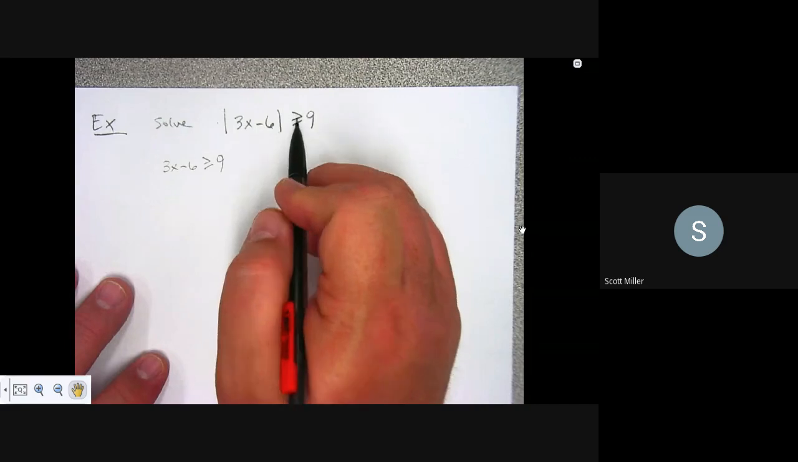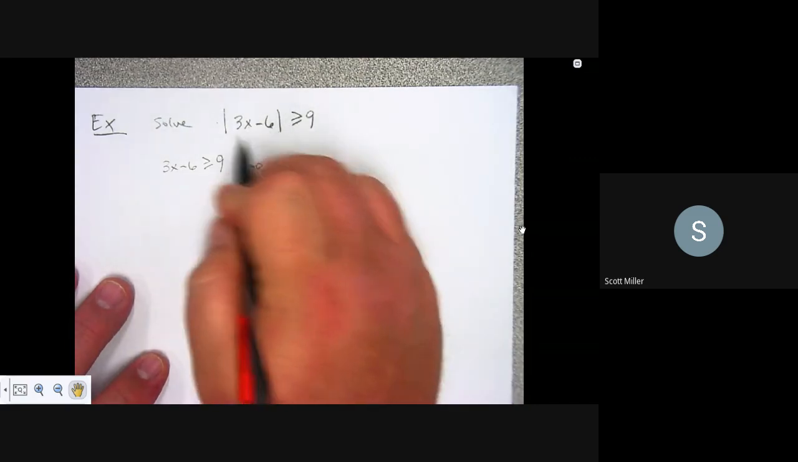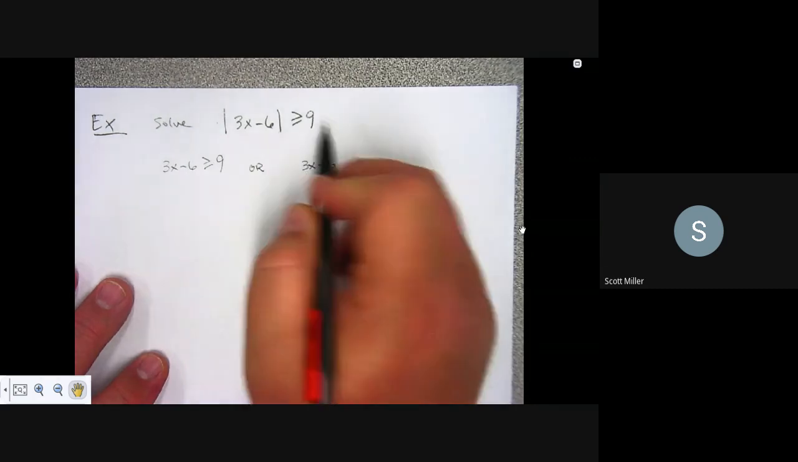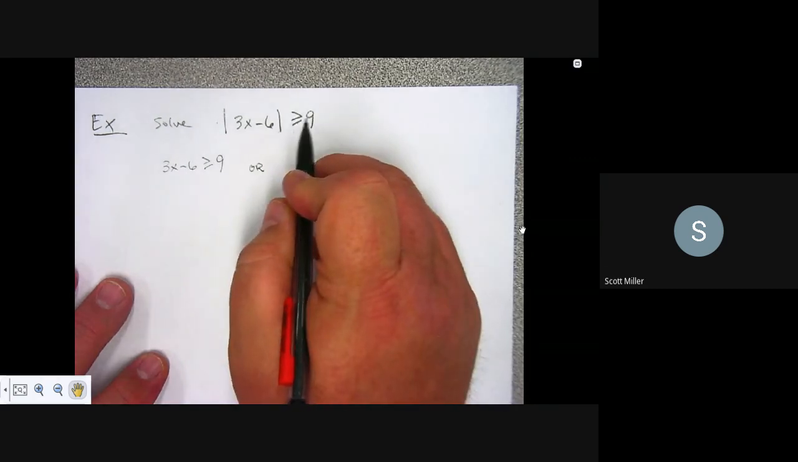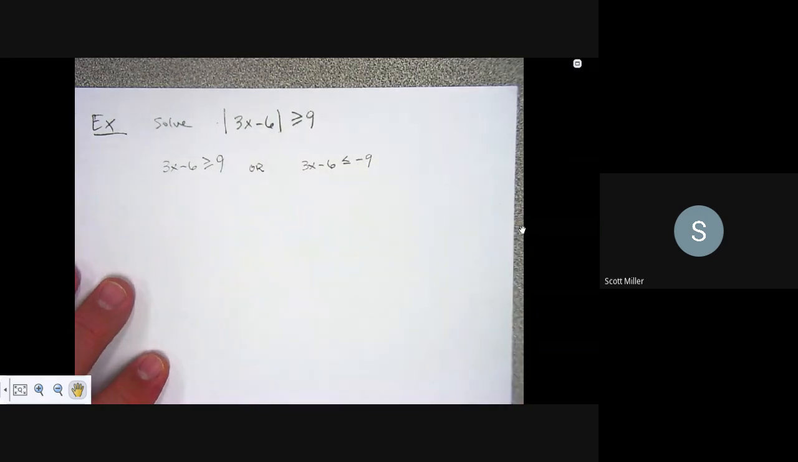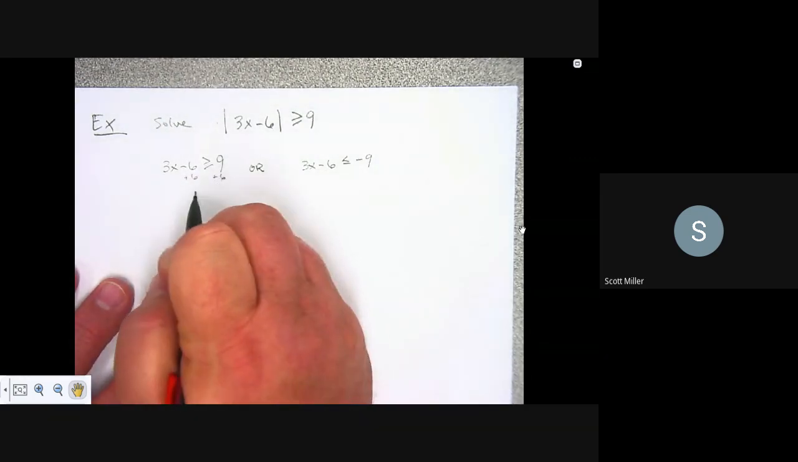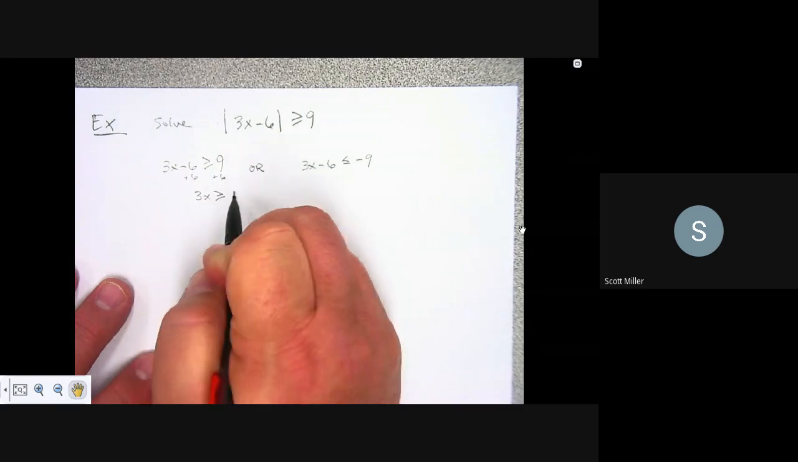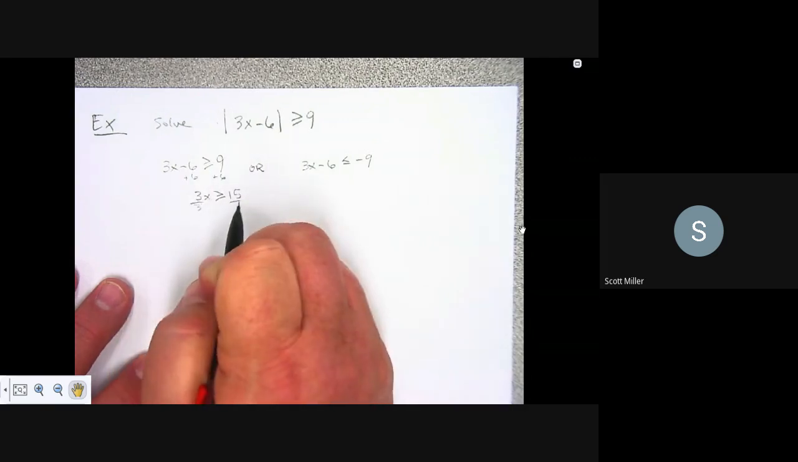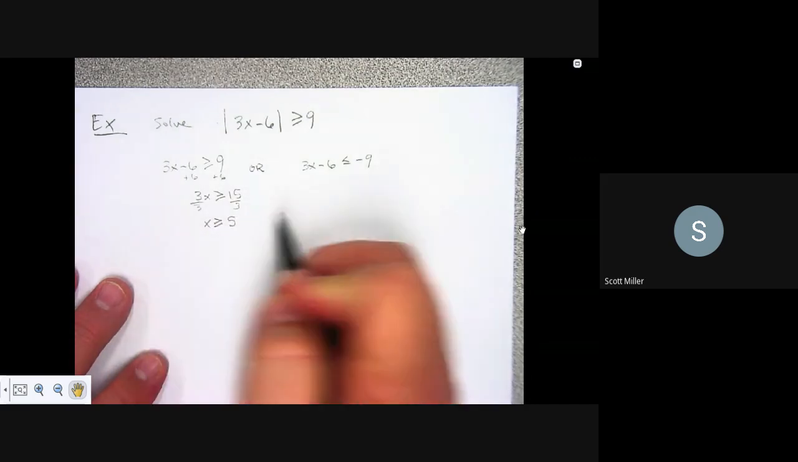Because of that symbol right there, we're going to put "or," and then we're going to put that expression again, 3x minus 6. This time we're going to change the direction of the symbol and make that a negative, less than or equal to -9. So that's how that works. We solve each of these for x. Keep in mind that if I ever multiply or divide by a negative, the symbol flips. Right now I'm dividing, but it's not a negative, so the symbol stays going in the same direction. So there's that piece.